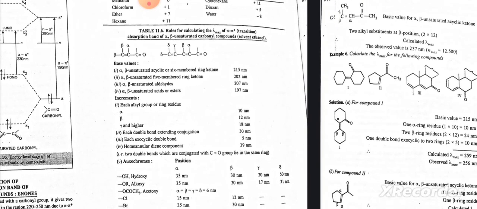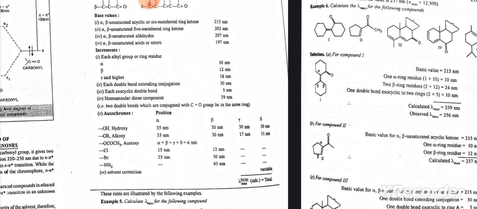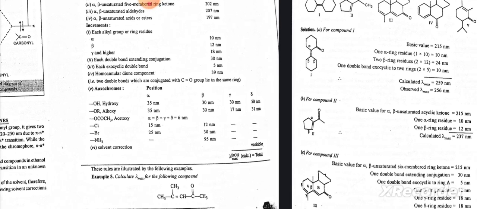Base values: alpha beta unsaturated acyclic or 6-membered ring ketone, the value would be 215 nanometer. For alpha beta unsaturated 5-membered ring ketone, the value would be 202 nanometer. For alpha beta unsaturated aldehydes, 207 nanometer. Alpha beta unsaturated acid or esters, 197 nanometer. Increments: each alkyl group or ring residue 10 nanometer on alpha, 12 nanometer on beta, and gamma and higher 18 nanometer. Each double bond extended conjugation 30 nanometer.